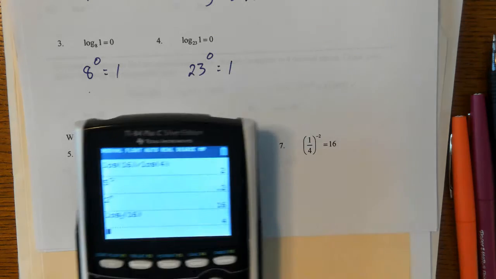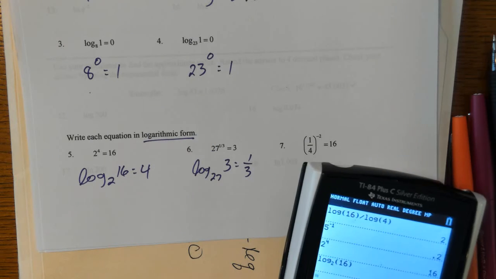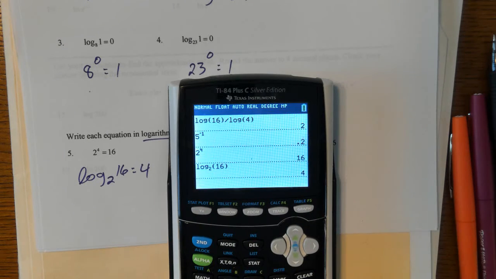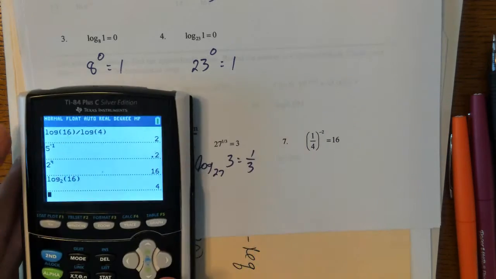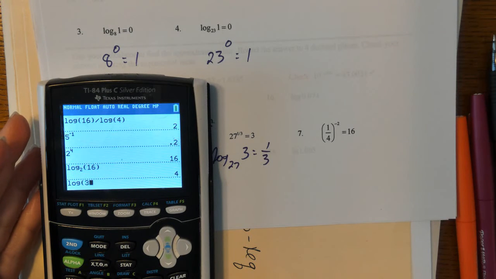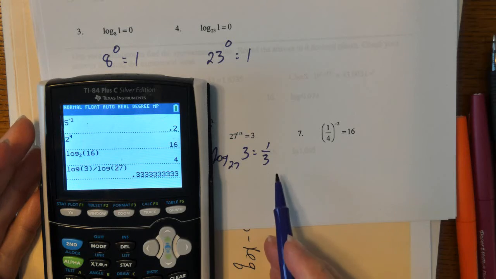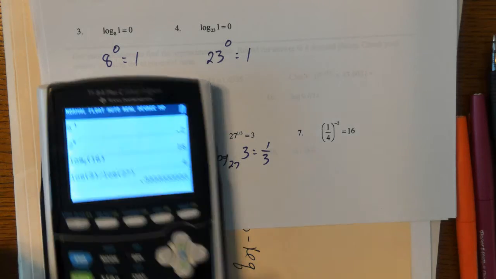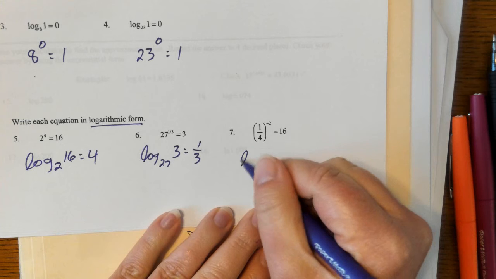Okay? Remember, if you do not have an 84, if you're using an 83, you would have to say log 3 divided by log 27 in order to get the 1/3. 0.3 repeating as 1/3. Okay. All right. Last one here.